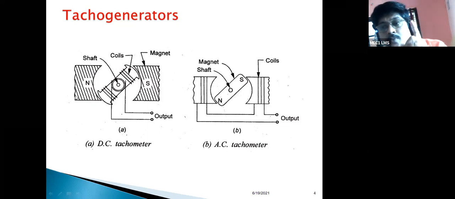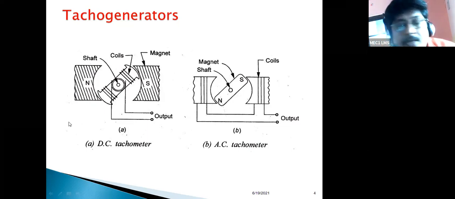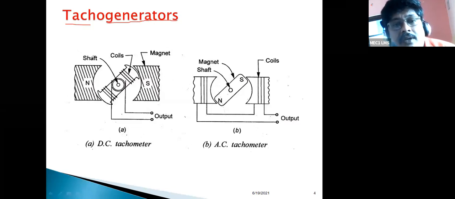That means the output in the drag cup tachometer is current, that means an electrical signal. Now in the tacho generators, if you observe clearly, this is also a magnet, a permanent magnet, and inside there is a core. This is a core.